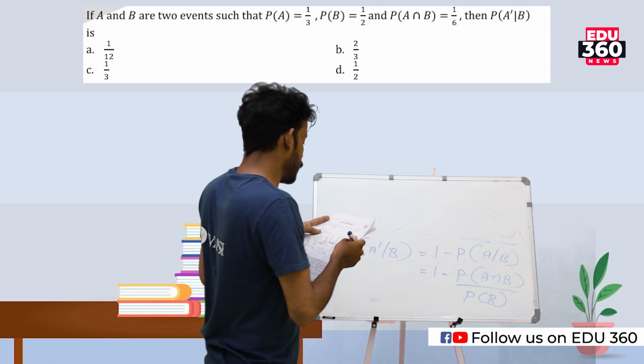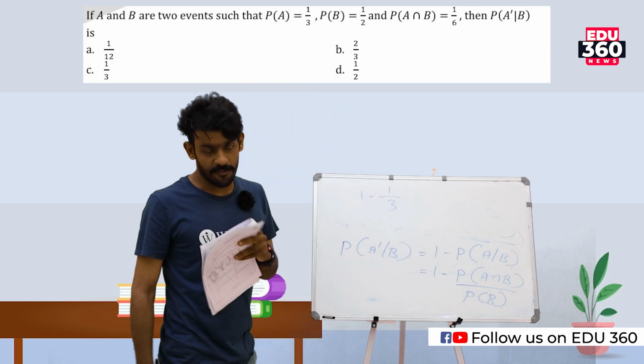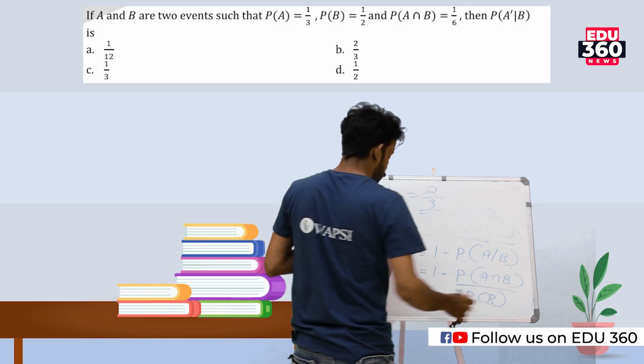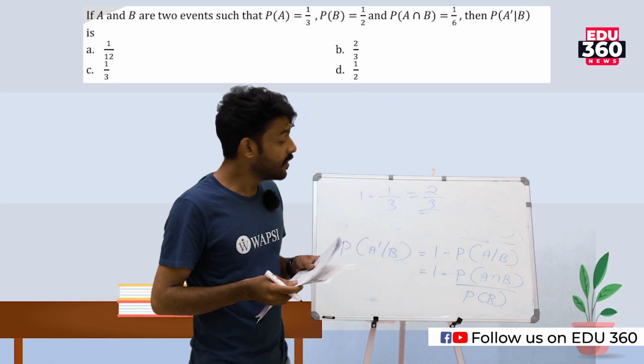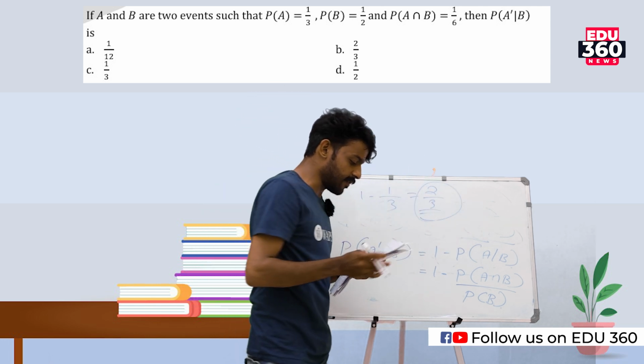So that will be equal to 1 minus 1 by 3. We will get 1 minus 1 by 3. So what is 1 minus 1 by 3? So that is equal to 2 by 3. So for this question, for the second question, the answer is 2 by 3. So 2 by 3 is the correct answer for this question.